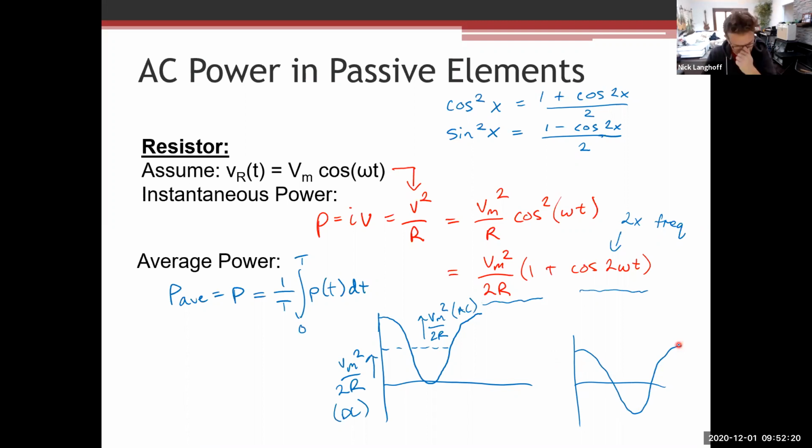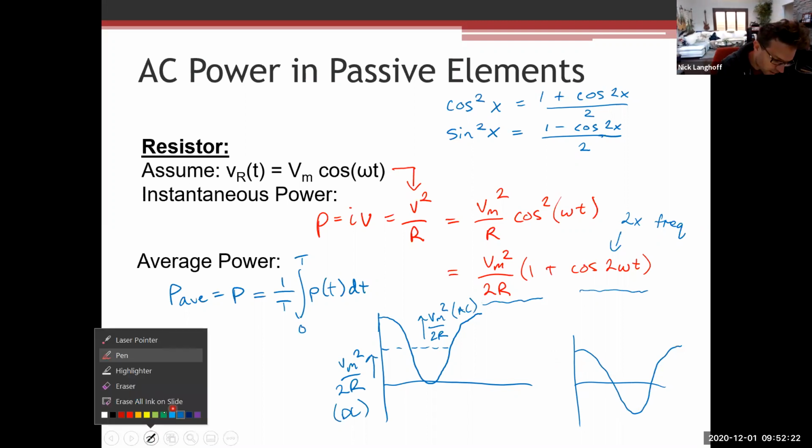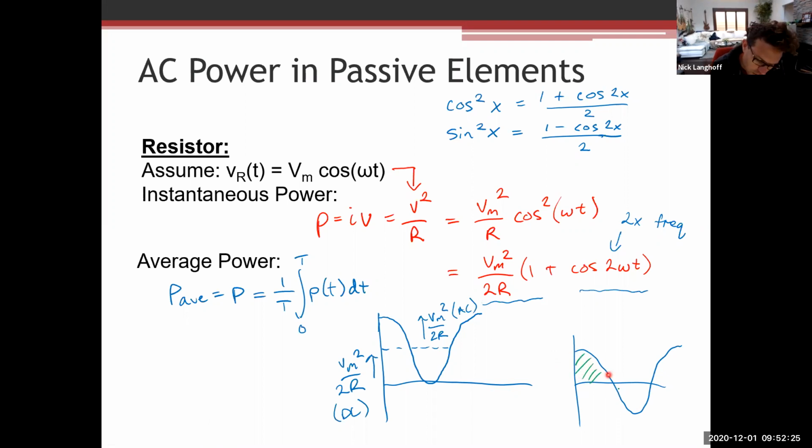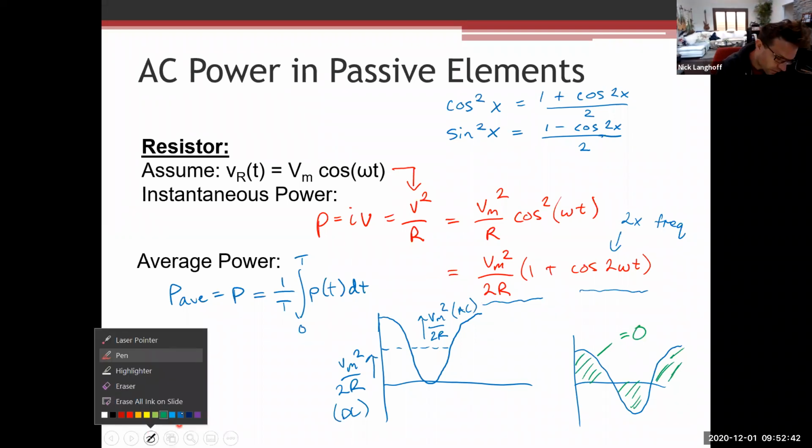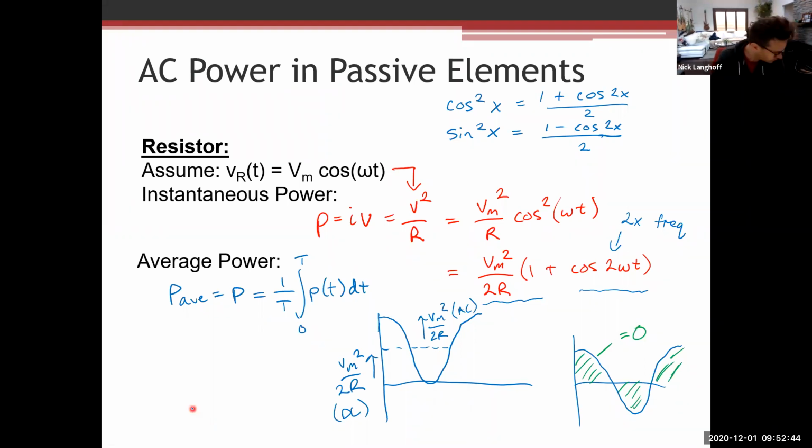And when you integrate an average over that whole thing, as you're well aware, you add up all the area above and below the axis, and this is all equal to zero. So the oscillating portion of the power, integrated over one period, has no effect on the average power. So P for a resistor is just the DC component, Vmax squared over 2R.